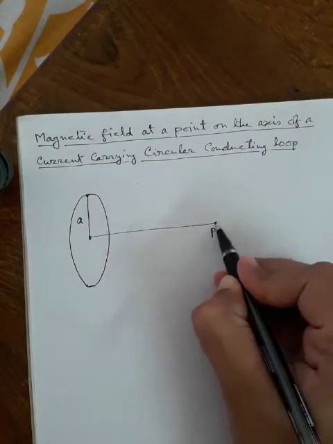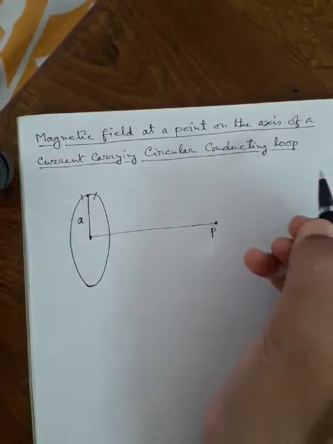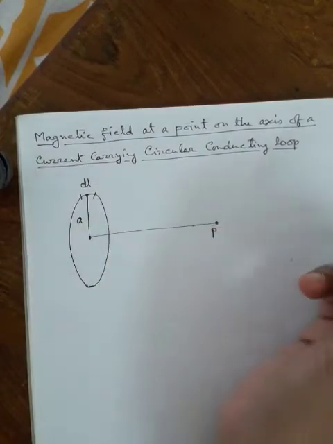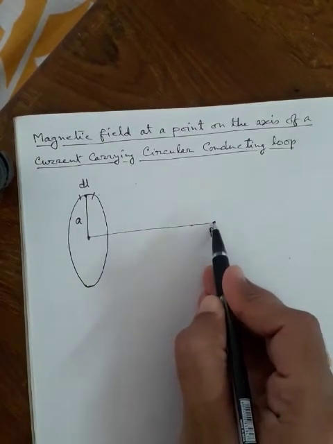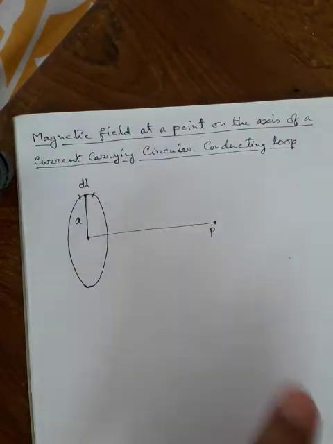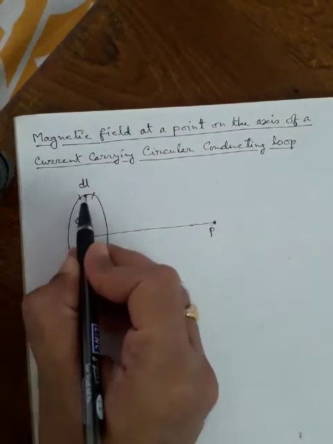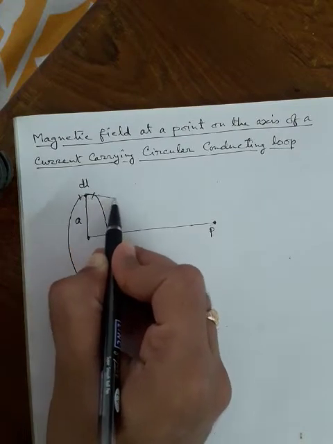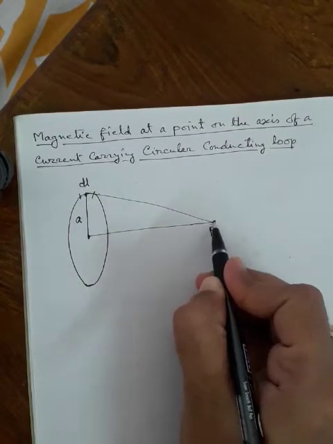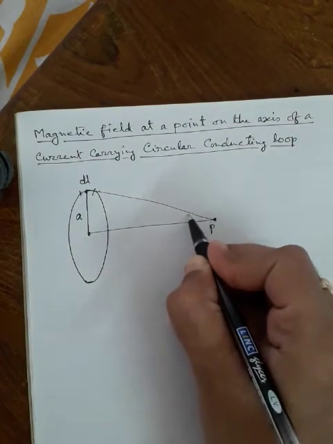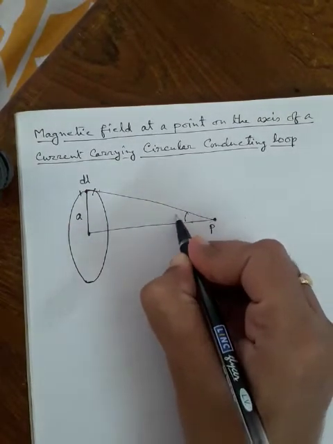To derive the magnetic field at this point P, let us consider a small element on the loop of small length dl. Now due to this small element, the magnetic field at this point will be, suppose, dB. Okay, now what will be the direction of dB? So first of all, draw a straight line joining this point and this point P. Okay, the angle here which is formed by this straight line and this axis, say phi.